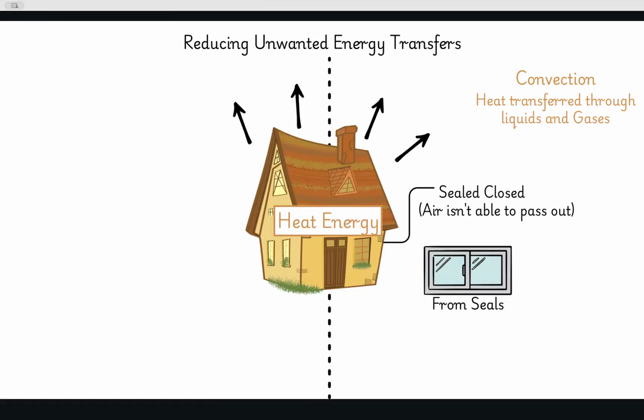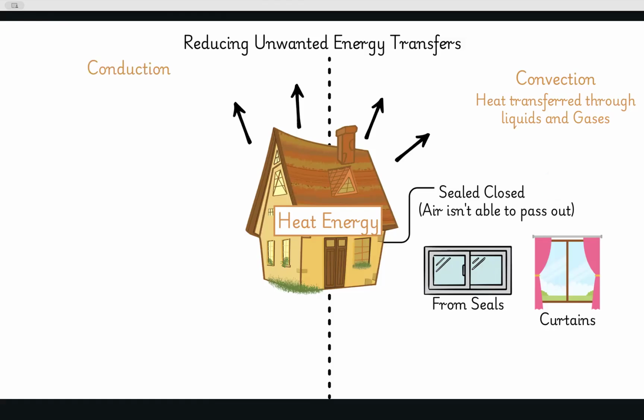So for example, little things like including curtains are a great way of stopping energy being transferred. So, simple ways to reduce energy transfers are through fitting in curtains, fitting in carpets, draught excluders, and so on.